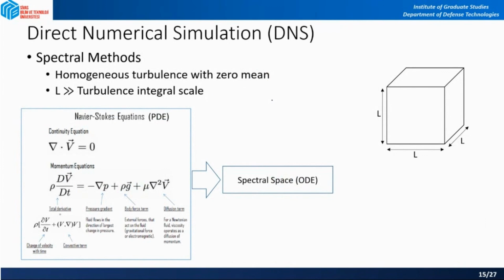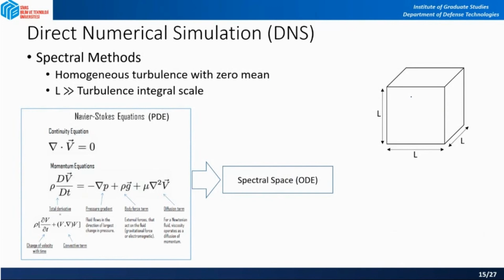We have a homogeneous turbulence. In homogeneous turbulence, there should be no boundaries. As we said, boundaries imply asymmetry, and then it won't be homogeneous anymore. And the solution domain is normally considered as a cube. You see this cube, and its side length is L. It has six faces, and you have no solid boundaries.